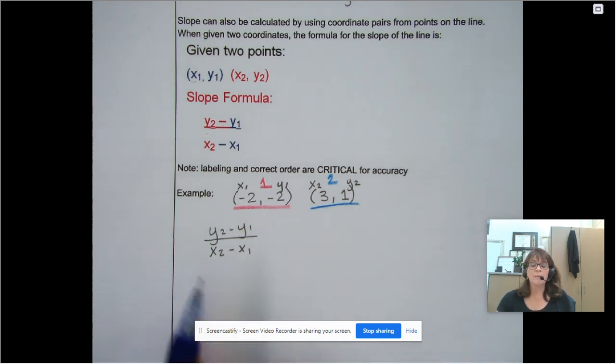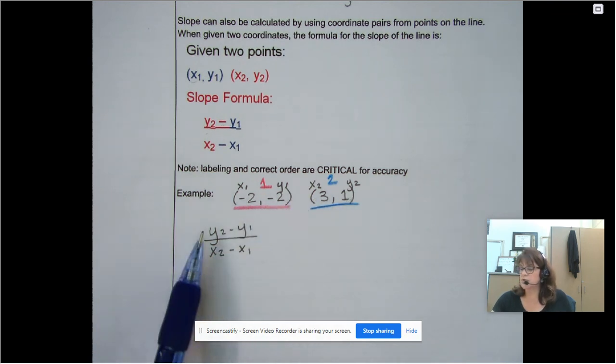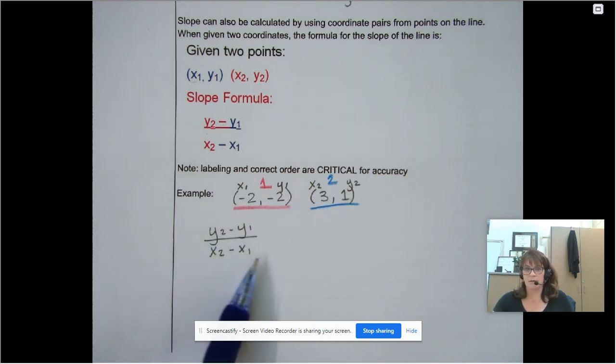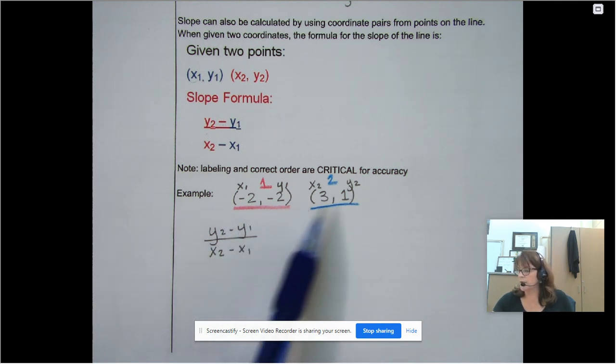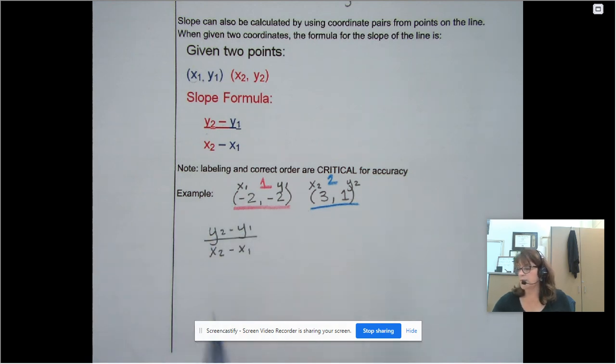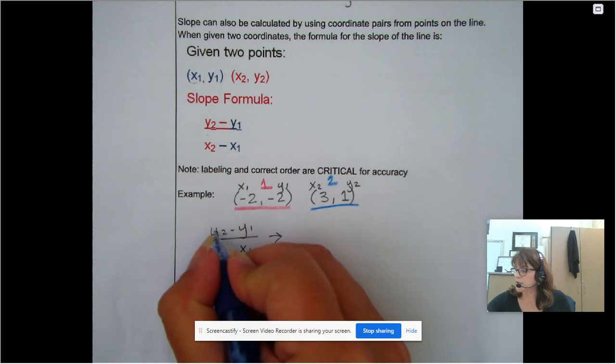Now I can put the numbers in instead of the formula. Every single time you do these problems, I want you to label the coordinates. I want you to write down the formula. Eventually, you will grow out of it, but probably not in 8th grade. So I really want you to go slow, label everything. It will help you so much with accuracy. Because now I'm going to put in the numbers.